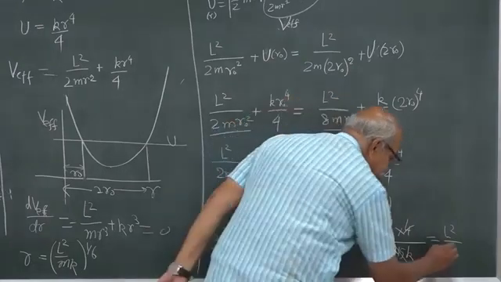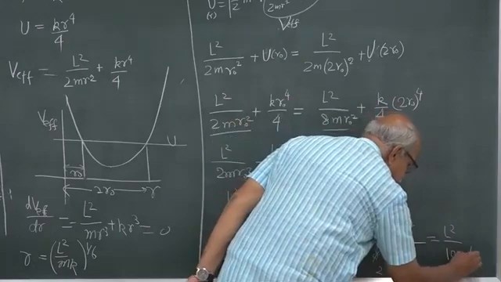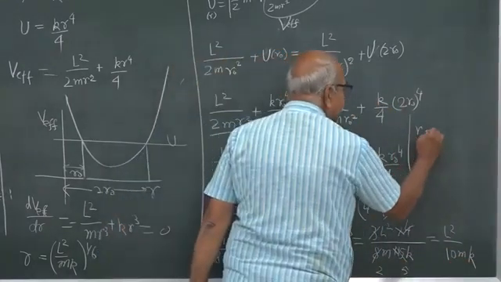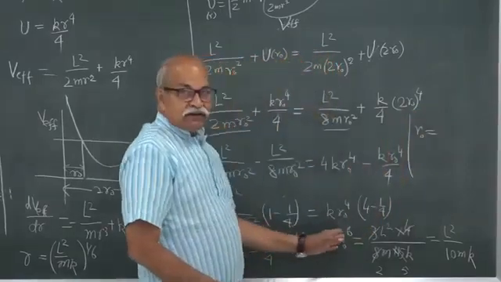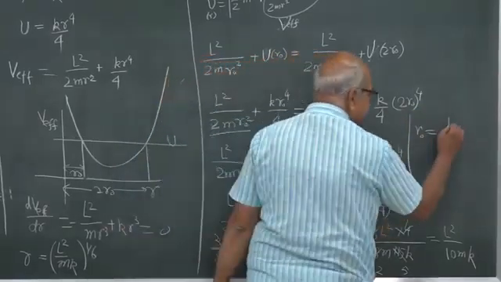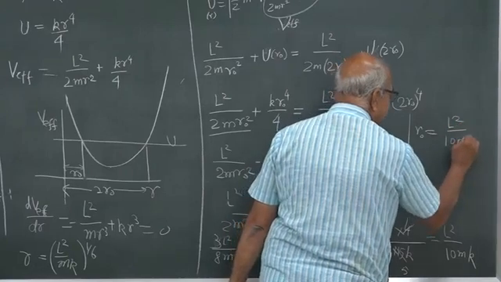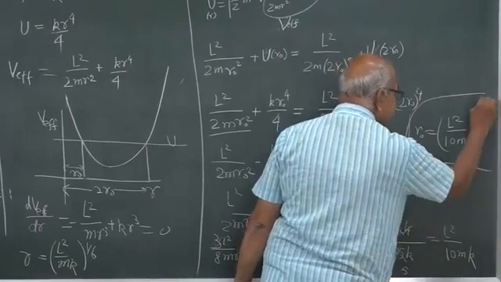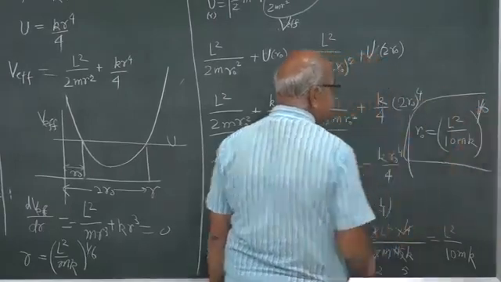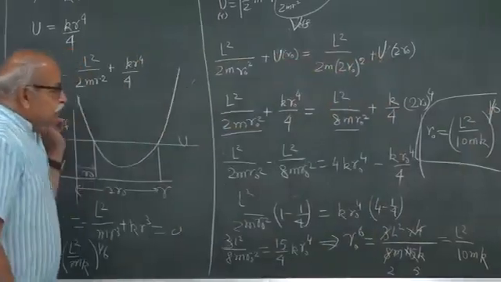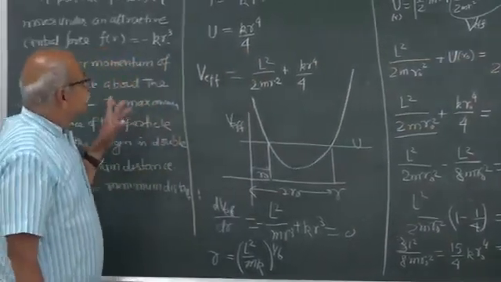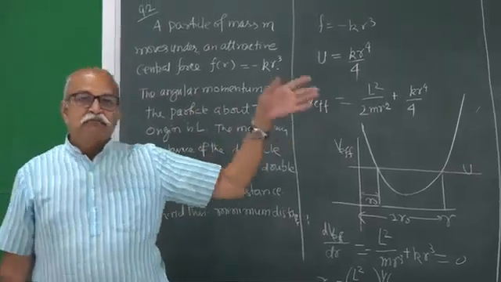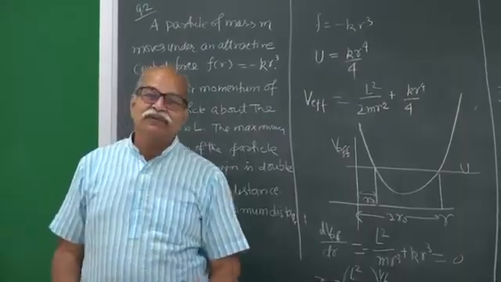10 m k. And therefore r naught, the minimum distance, is equal to the 1/6 power of this, that means it is (L square by 10 m k) to the power 1/6, and that is the answer. L is given to us, the mass of the particle is m, and k is given to us. So, that is our minimum distance of the particle from the origin.